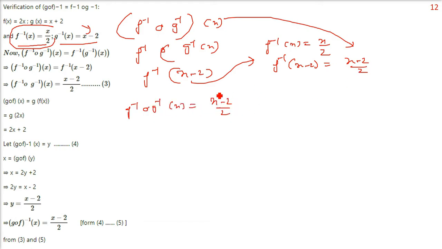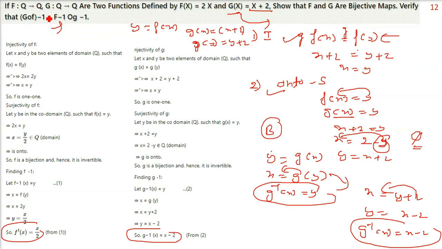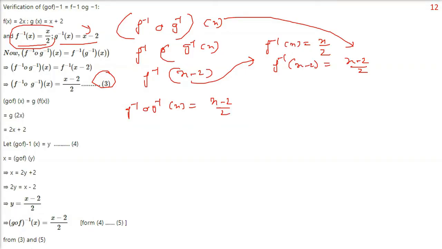Now we are interested in (g o f) inverse. In order to find (g o f) inverse, we want to find g o f first. So in order to find out (g o f) inverse, let us do the g o f first. g o f. So g of fx.